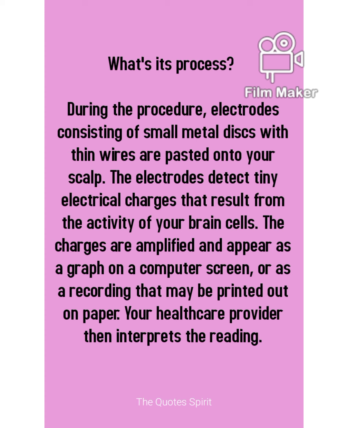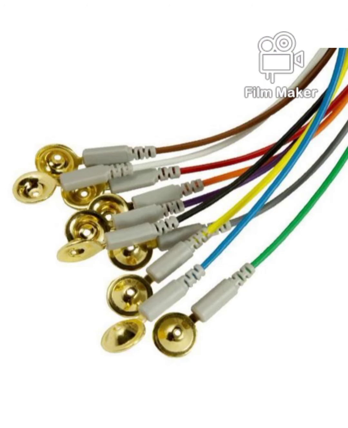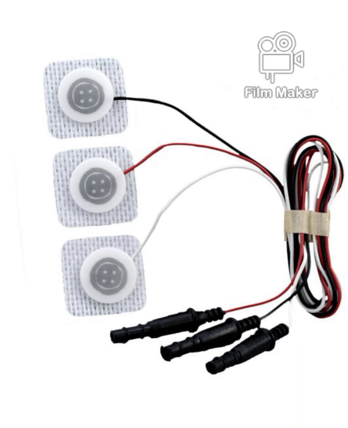What is its process? EEG can be recorded by attaching electrodes to the scalp over our head. During the procedure, electrodes consisting of small metal discs with thin wires are pasted onto your scalp. The electrodes detect tiny electrical charges that result from the activity of your brain cells. The charges are amplified and appear as a graph on a computer screen or as a recording that may be printed out on paper.